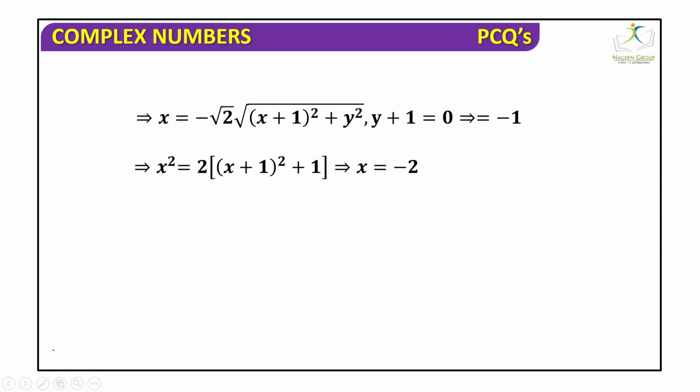Now from here we say x equals -2. So what will be the value of z? It was x plus iota y, the value of x is -2, the value of y is -1, right? So this will be -2 minus iota. Now from here we can find out the modulus. Modulus of z will be square root of 4 plus 1, that is equal to root 5.